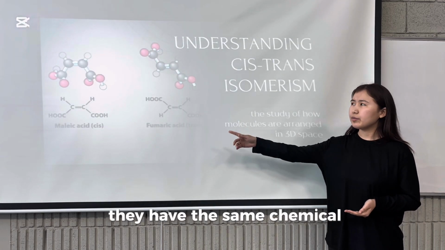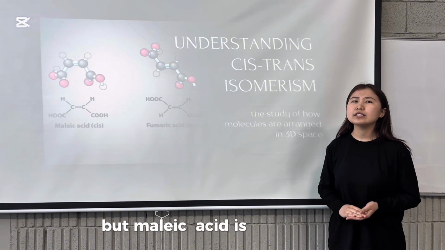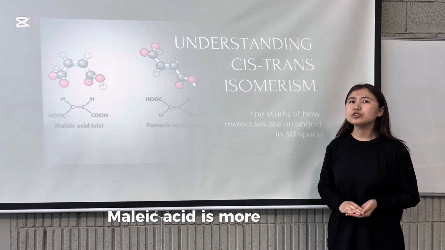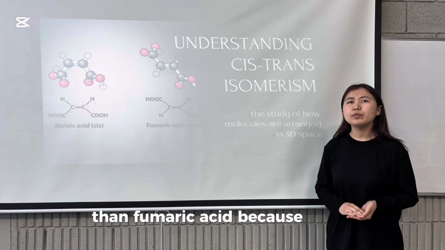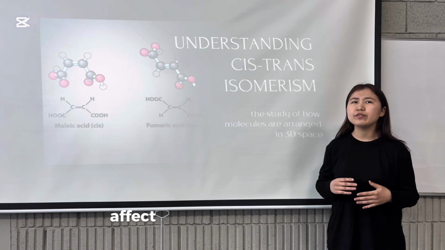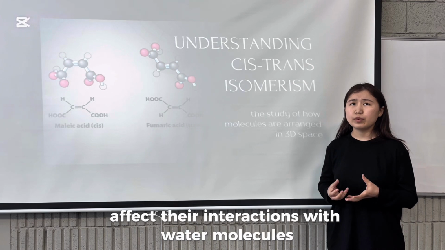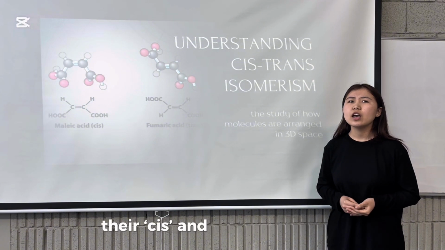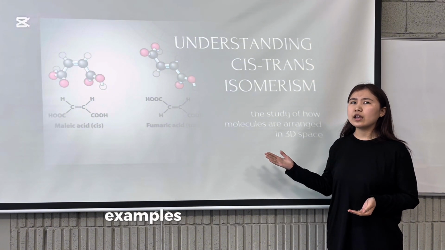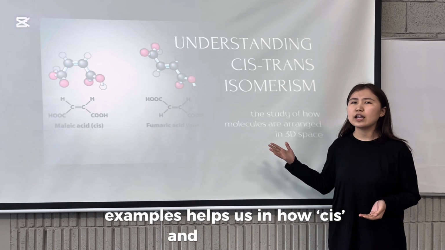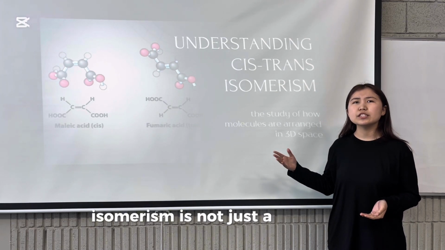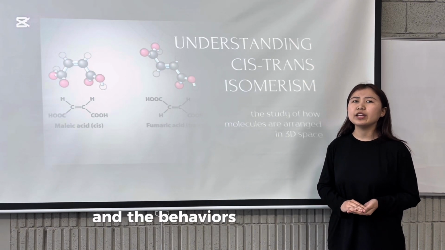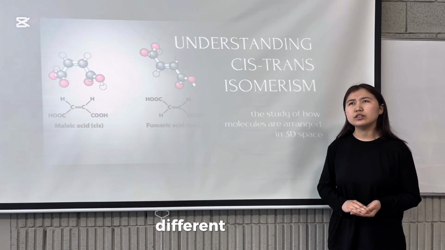They have the same chemical formula, but malic acid is the cis isomer and fumaric acid is the trans isomer. Malic acid is more soluble in water than fumaric acid because of how their shapes affect their interactions with water molecules. This difference in solubility is a direct result of their cis-trans isomerism. Understanding these examples helps us see how cis and trans isomerism is not just a theoretical concept, but a real phenomenon that affects the properties and the behaviors of molecules in many different contexts.